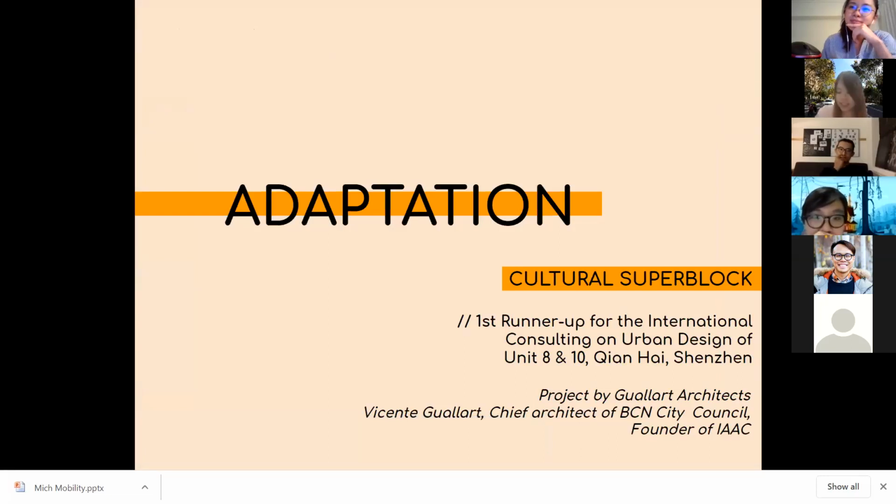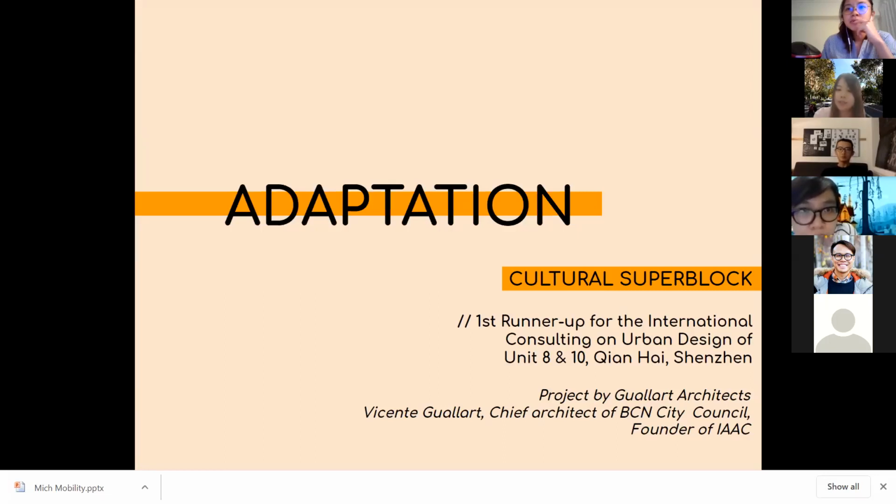So I think you guys understand the concept of superblock now. So now we move on to how it could adapt in different contexts. Just now I mentioned there are 6 superblocks in Barcelona, and there are already some European cities and also Latin American cities that try out the superblock strategy.